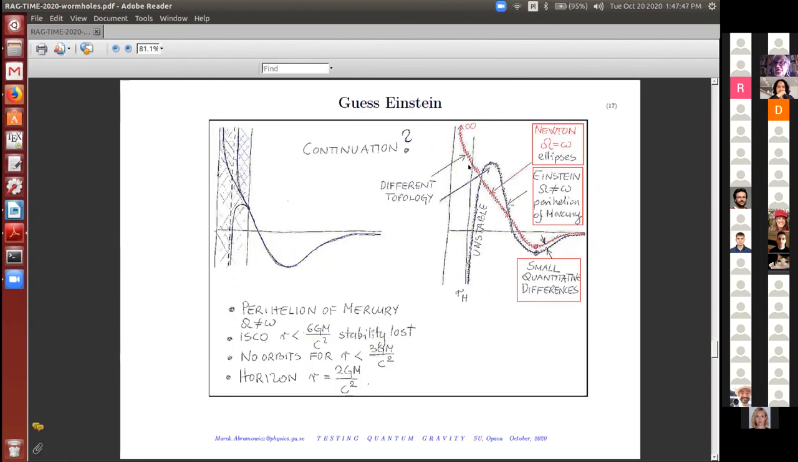And we know this not from Einstein, we know this from Newton, because in this region, orbital velocities would be greater than the velocity of light. So we do not believe in this region. So that is not possibly the correct behavior of an effective potential. And what could happen then to the effective potential? It could go this way or that way. There are no other possibilities.